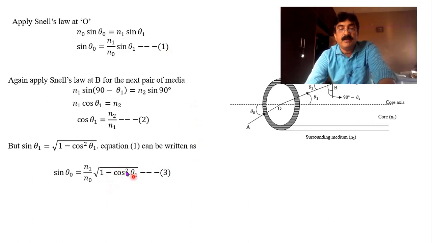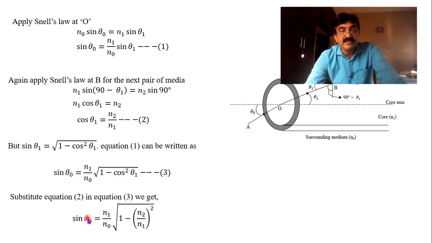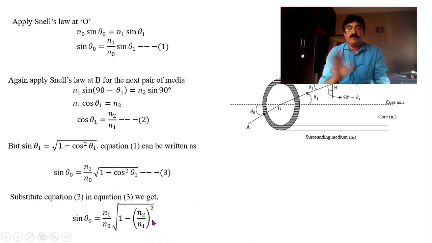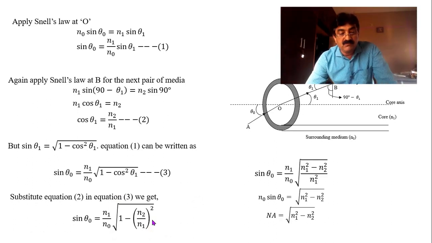Now it is very simple, because I have cos theta already here. Substitute n2 by n1 whole square in place of cos square theta. That is what I am doing here. So sin theta naught is equal to n1 by n naught into root of so much. Now you do a small simplification, take n1 square LCM, and then cancel n1 and n1 square. The numerator becomes n1 square minus n2 square, n1 cancels, and take n naught this side, n naught sin theta naught is equal to root of n1 square minus n2 square.